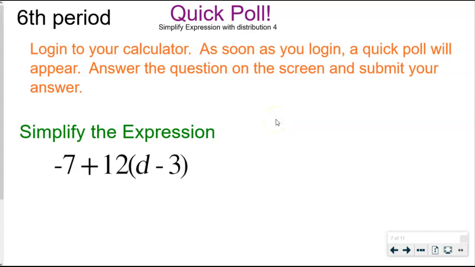We're starting today with this warm-up, simplifying the expression. Please pause the recording, give yourself a chance to get this done so that you can check your answer when you return to the recording.